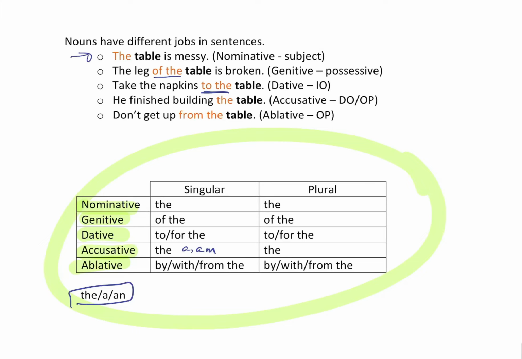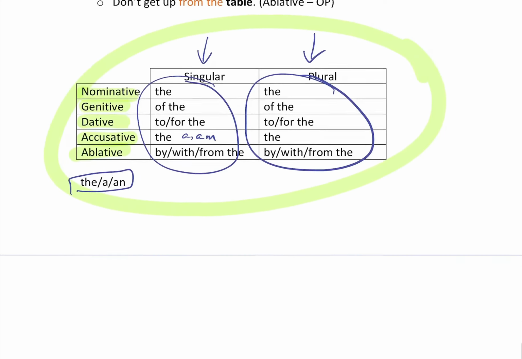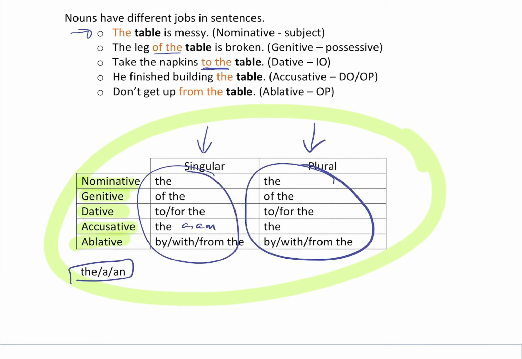Notice that in the English, in the singular and the plural, those are exactly the same. So notice the pattern. There's actually only one that you have to memorize. And there you go. Those are noun jobs and how they get translated into English.